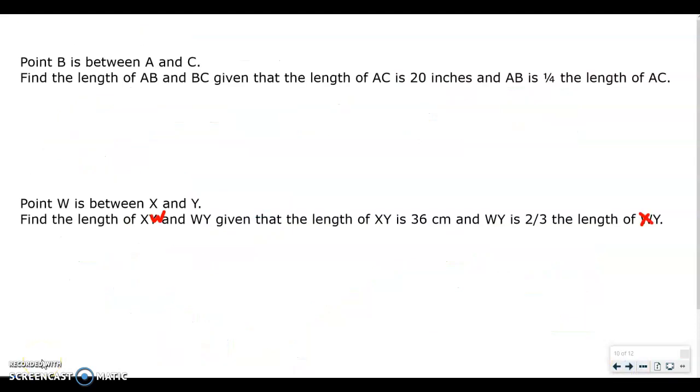All right, point B is between A and C. You guys need to find the length of AB and BC, so two different lengths, given that the length of AC is 20 inches, and AB, one of those lengths you need to find, is 1/4 the length of AC. So go ahead and pause there, solve this first one, and then unpause for the answer.